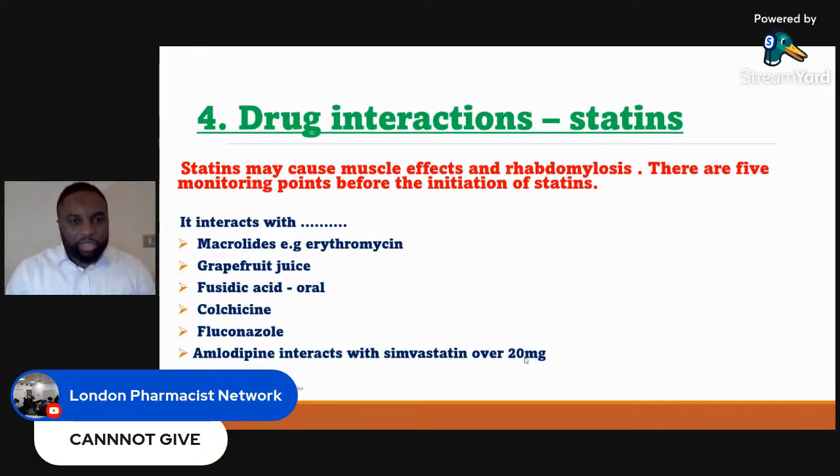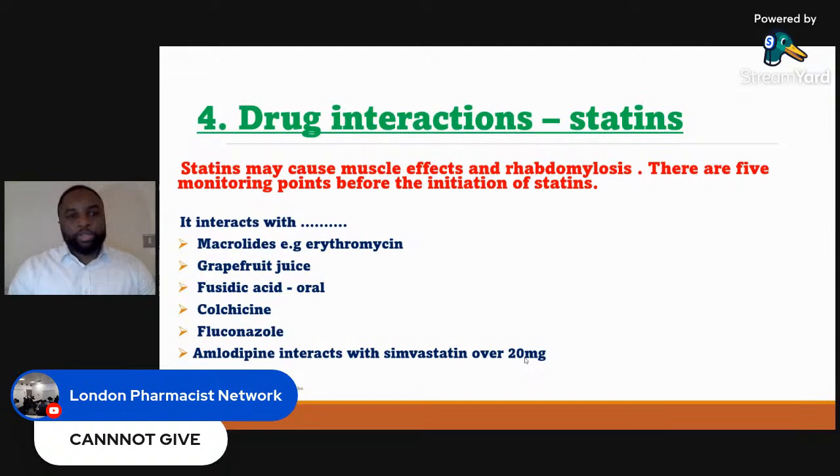There are 5 monitoring points before the initiation of statins that we need to know. 5 monitoring points before we decide to put a patient on statins. What are those 5 monitoring points? From my head, the first monitoring point is creatine kinase. We need to check the level of creatine kinase, because if the patient has high levels of creatine kinase, it means they could potentially be suffering from some sort of muscle effect or the other.